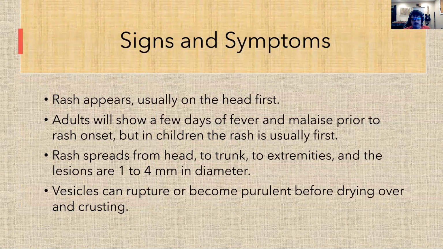Signs and symptoms are a rash that's usually going to appear first on children, and then fever and malaise on the children. It's usually going to appear on the head first. Adults are going to show the reverse of this, so they're going to have the fever and malaise for a couple days, and then the rash is going to pop up. The rash includes, starting from the head, going down to the trunk into the extremities, lesions that are 1 to 4 millimeters in diameter. These lesions, also called vesicles, can rupture and become purulent before drying over and crusting. And when they rupture or if they're scratched open, they can be vectors for secondary infections.